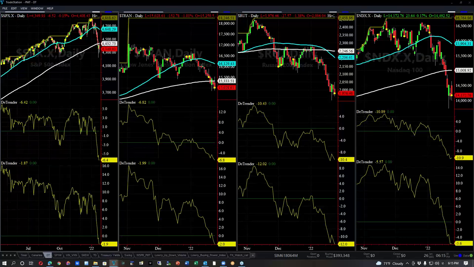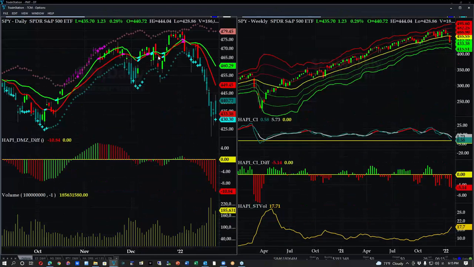Here's the SPY. Let's take a look at the SPY here. Okay, I'm running a SPY on our scanner for options. That's because last night I was giving a lesson late at night with a couple of my cousins.